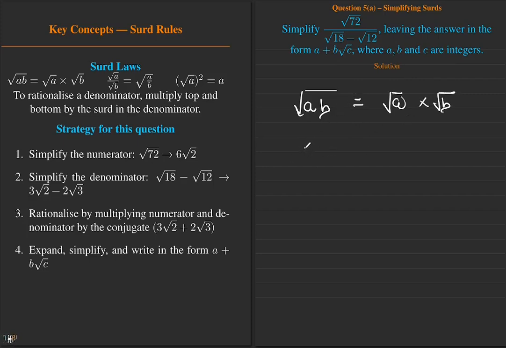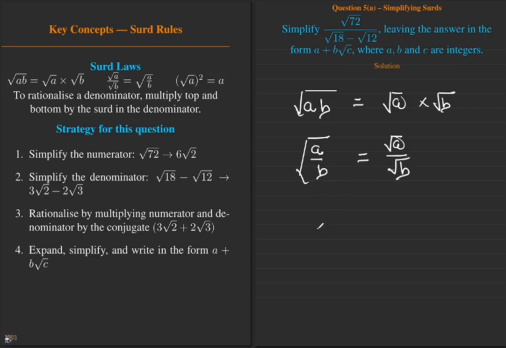And also, if we have the square root of the quotient of two numbers, it is equal to the quotient of the surd of the two numbers. So root a over root b.